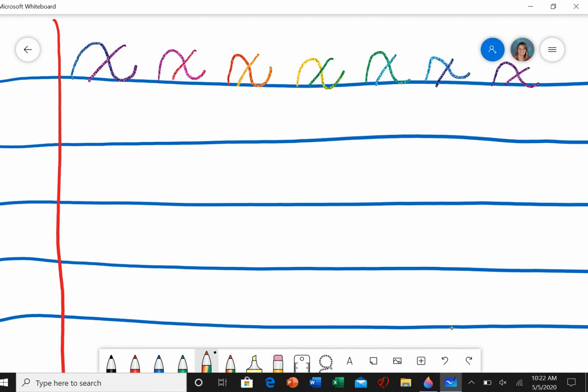We also have N. N is made like this. Now, a print N just has one hump. But in cursive, we got to start down here at the bottom with the humps. One hump, straight back up, and we have two humps. That's an N in cursive. I know it looks like an M, but that's an N.